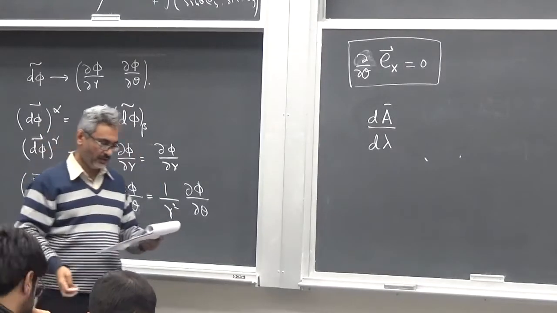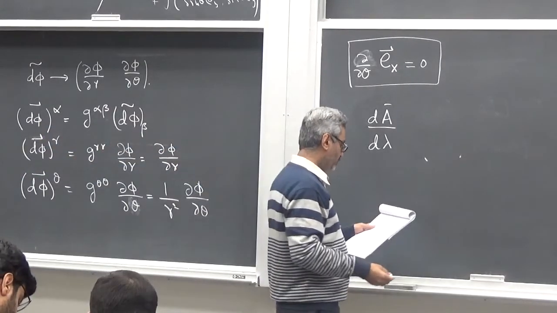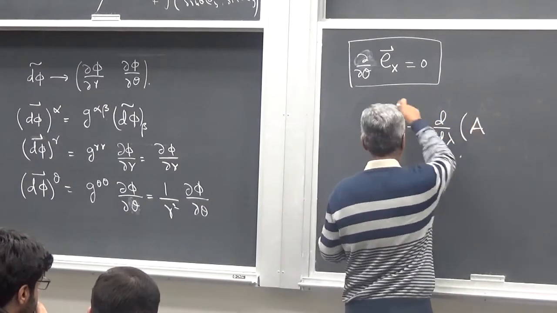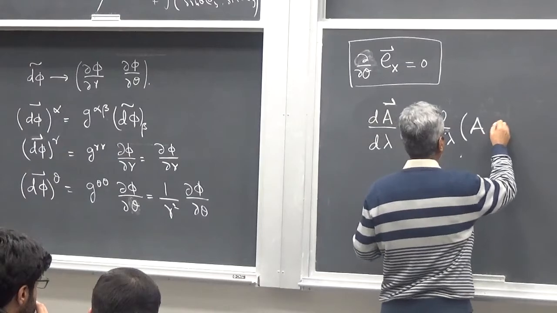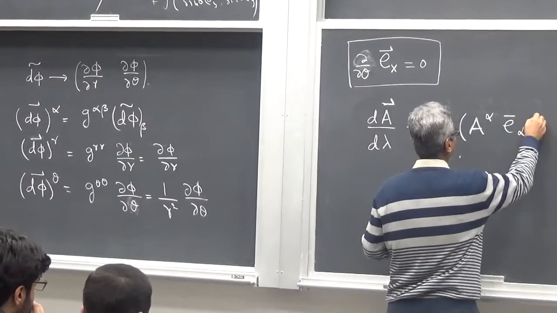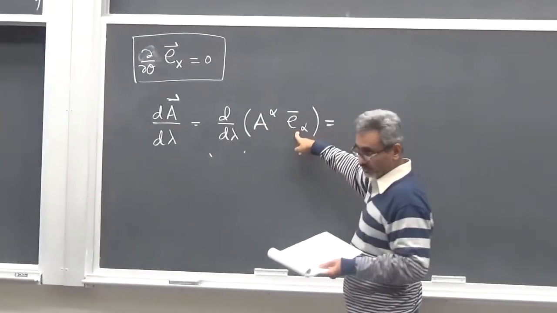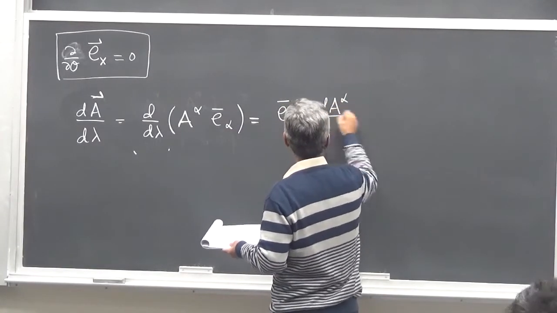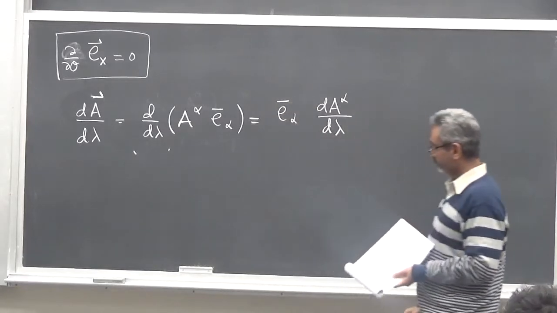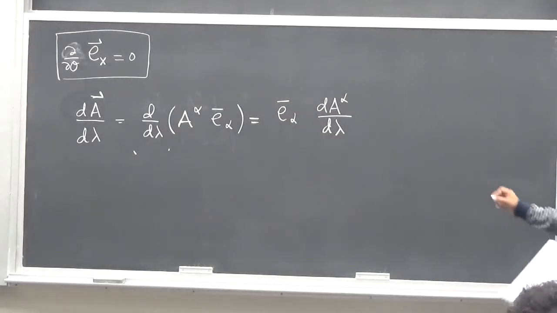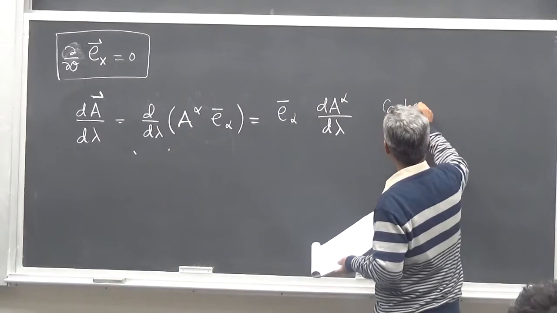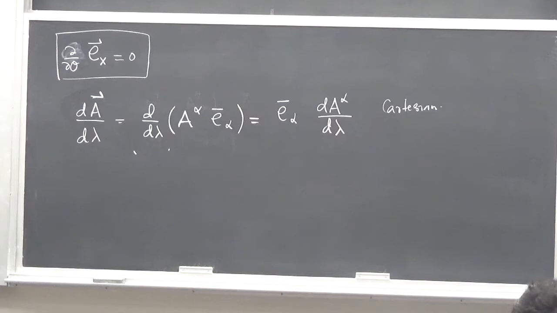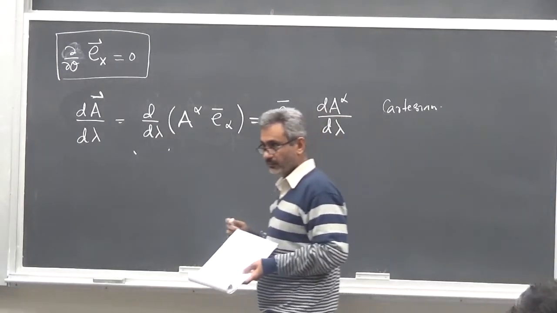Right? And A is a parameter, by the way. So A is a function of lambda, and so this is d by d lambda, and I can write this vector A as A alpha, E alpha, right? And in Cartesian coordinates, this doesn't change. And so I can write E alpha dA alpha over d lambda. Right? So this is Cartesian.